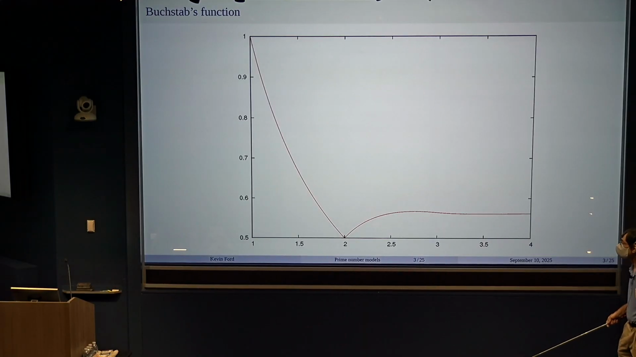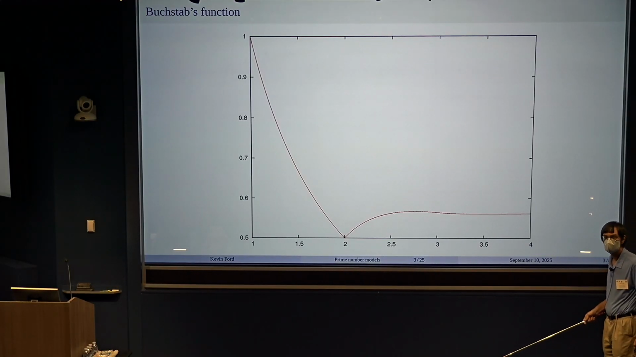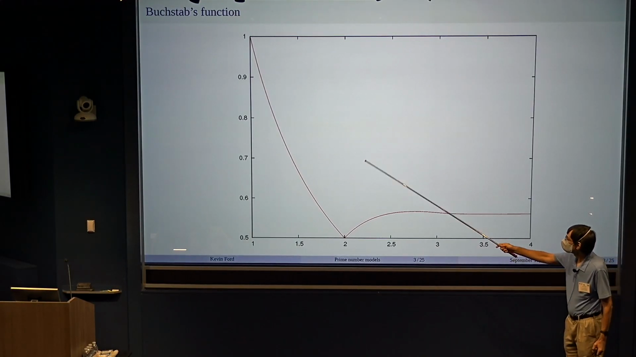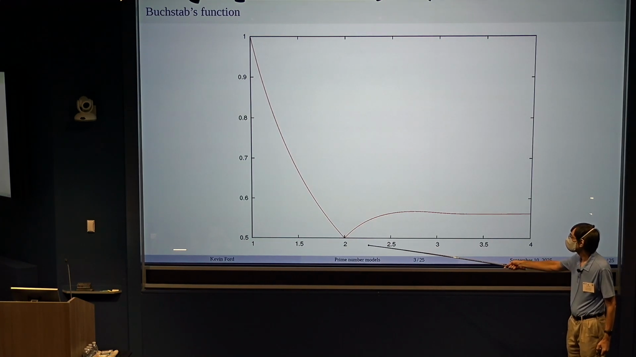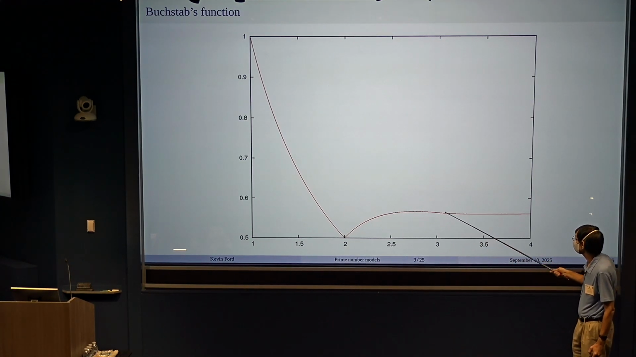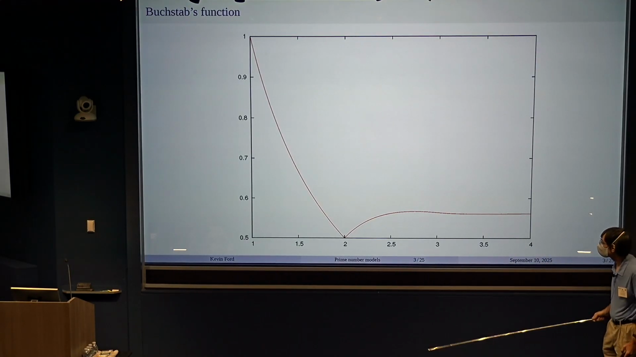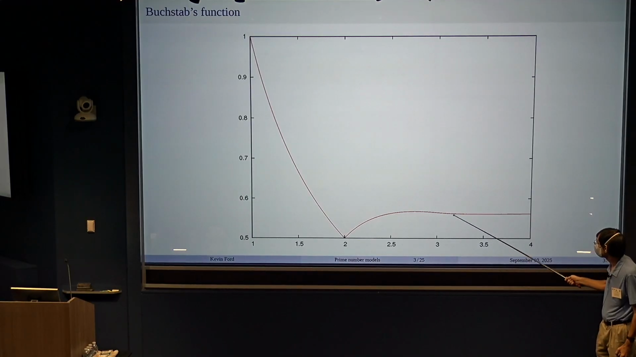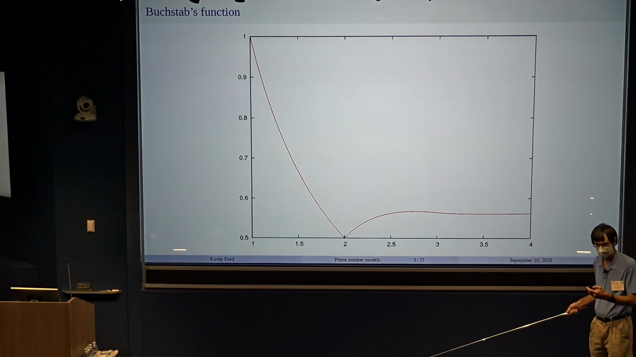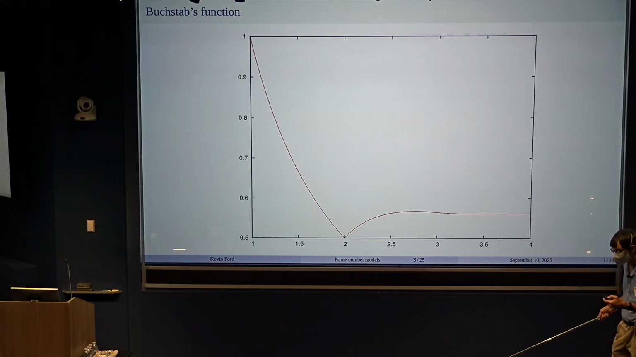So here is a plot of the Buchstab function. It drops from 1 to 2 very quickly, and then it rises again, and then it very rapidly approaches e to the minus gamma. Now, in fact, there are some oscillations up and down, and those oscillations will become very important in what I'll talk about later.